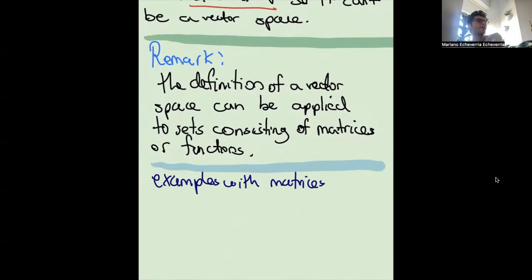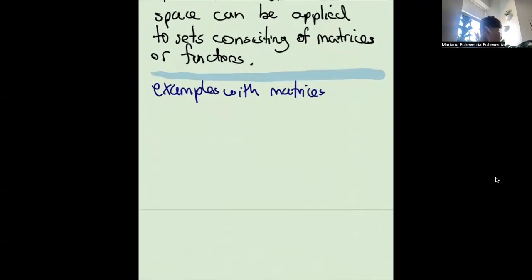So I don't know if you remember that we had spoken about these upper triangular matrices at some point. Let me do it in the 2 by 2 case just to make it more concrete.